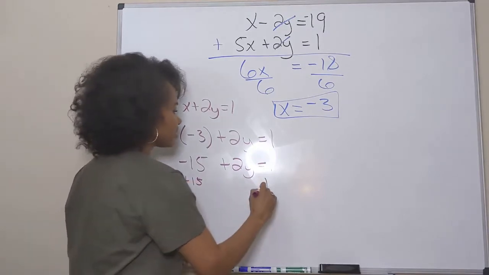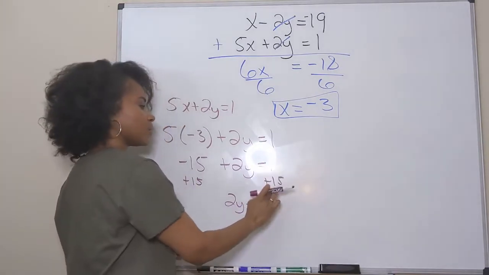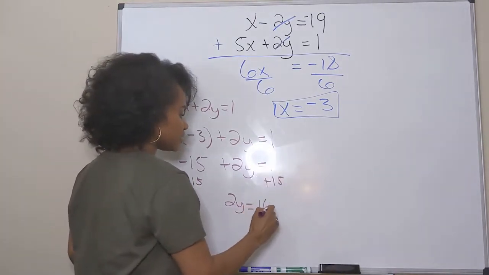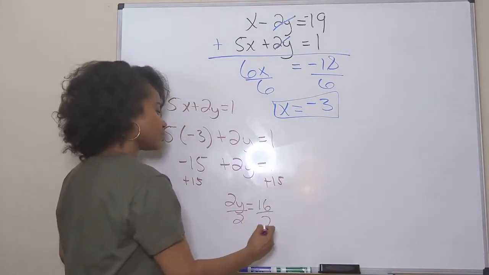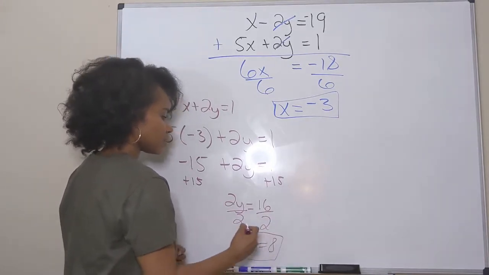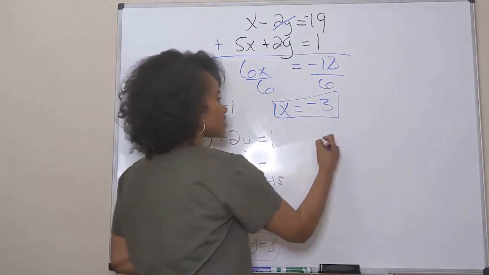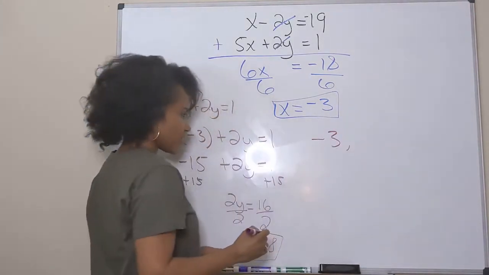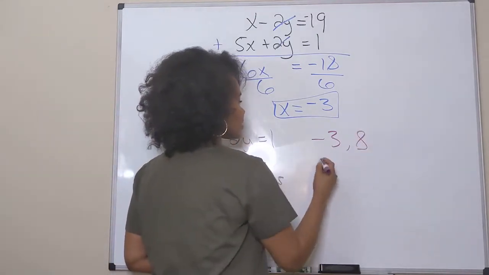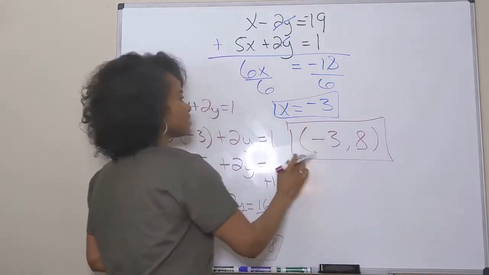Now we're just left with a two-step equation. Adding 15, 2y equals 1 plus 15. That is 16. And dividing by 2, y equals 8. And so I have my ordered pair here. My x value is negative 3, my y value is 8. And so I've solved this system of equations using elimination.